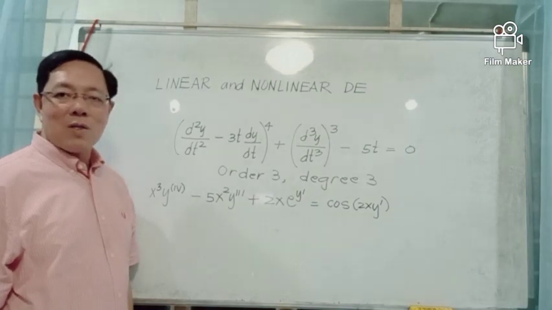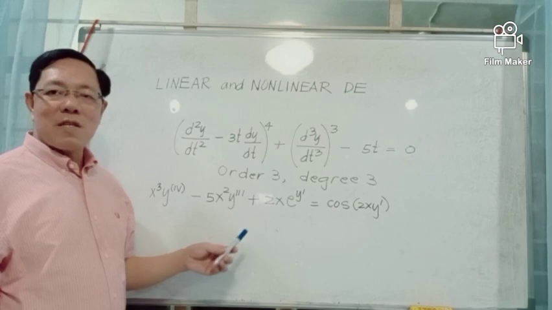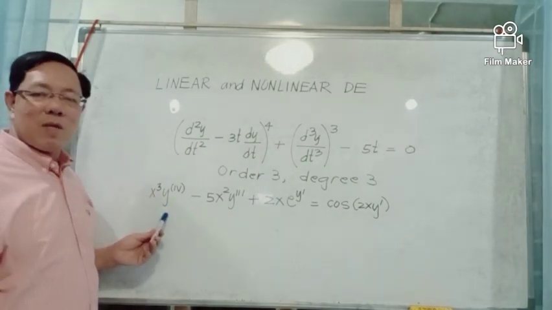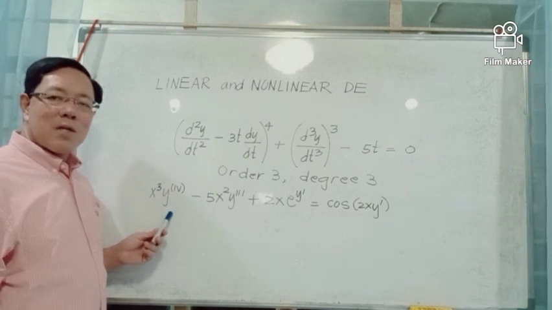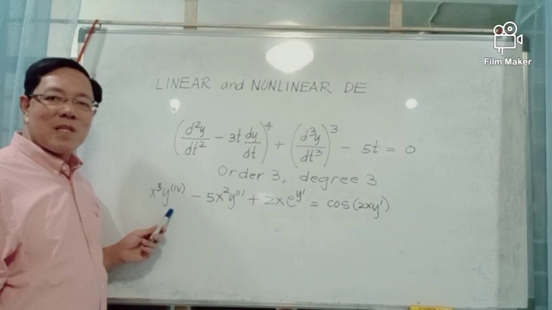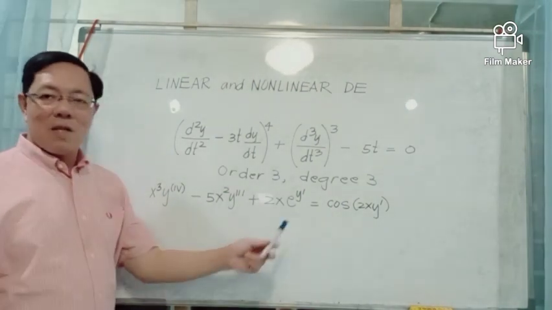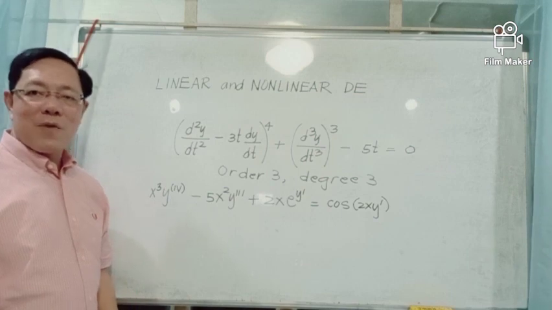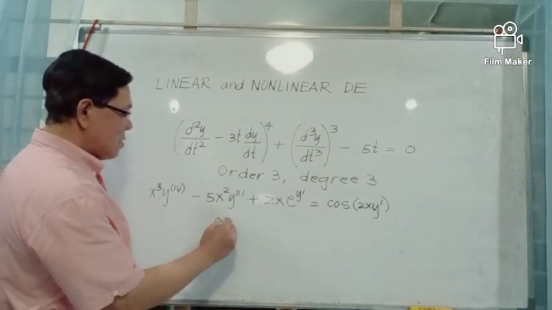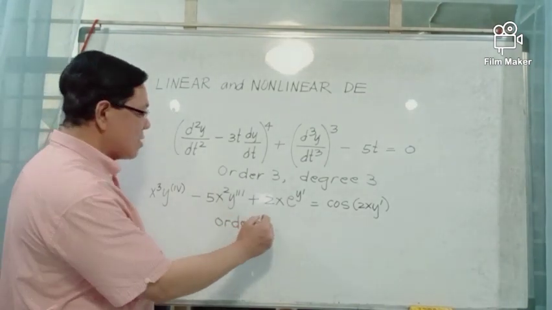The order of this differential equation is given by the order of the highest order derivative that appears in this equation. The highest derivative that appears in this differential equation is the fourth derivative of y. Hence, the order or differential coefficient of the highest derivative is 4. Therefore, this differential equation in example 2 has order 4.